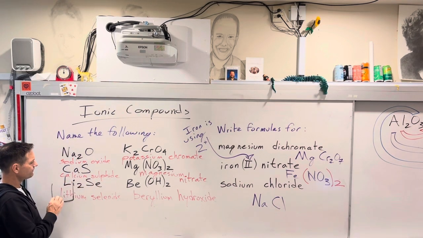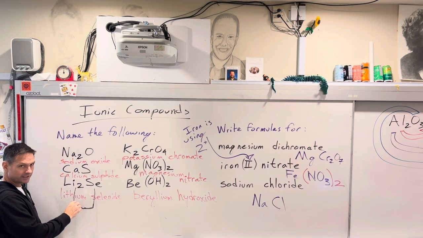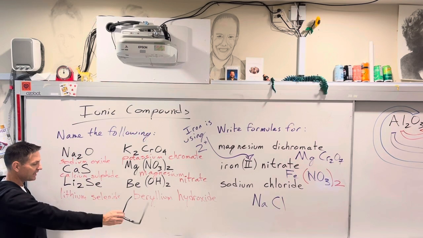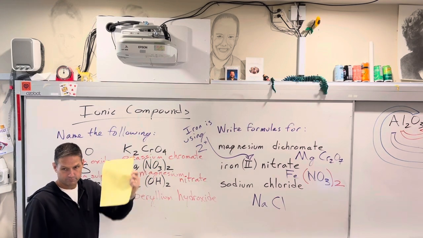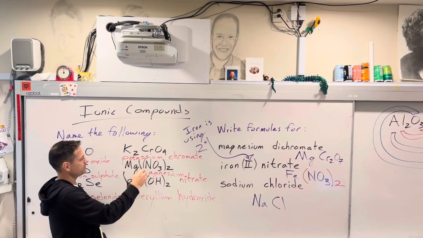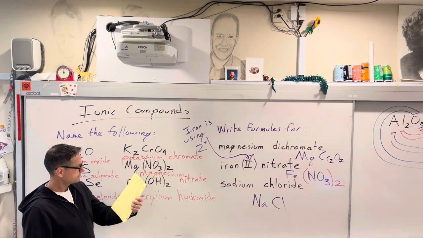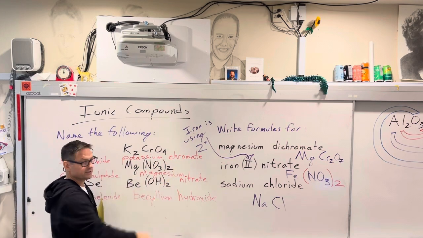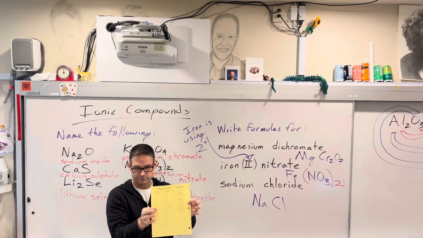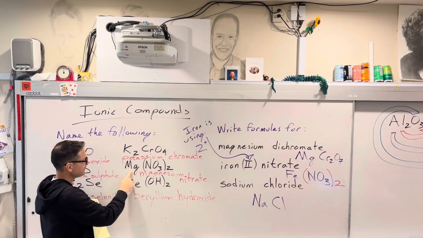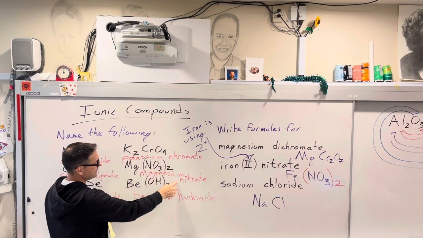This is calcium and sulfur, so it's calcium sulfide. This is lithium and selenium, so it's lithium selenide. That's it. This one has three capital letters, so it has to have a polyatomic. So you go, K is potassium, and then CrO4, you look on the back, is chromate. So this is potassium chromate. So you just write the name that's written right on here. And this is magnesium, and NO3 is nitrate.